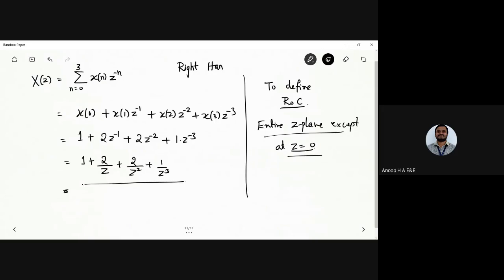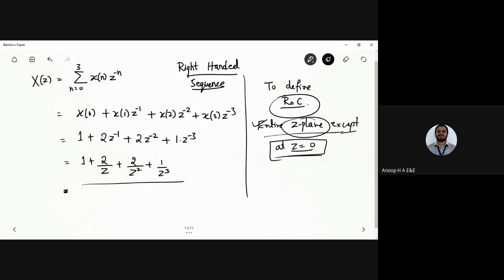Right-handed sequence. This is how I can define it for the right-handed sequence. So the entire z plane is the region of convergence. That is, the entire z plane except at z equal to 0, where you will have the summation converging to a finite value.